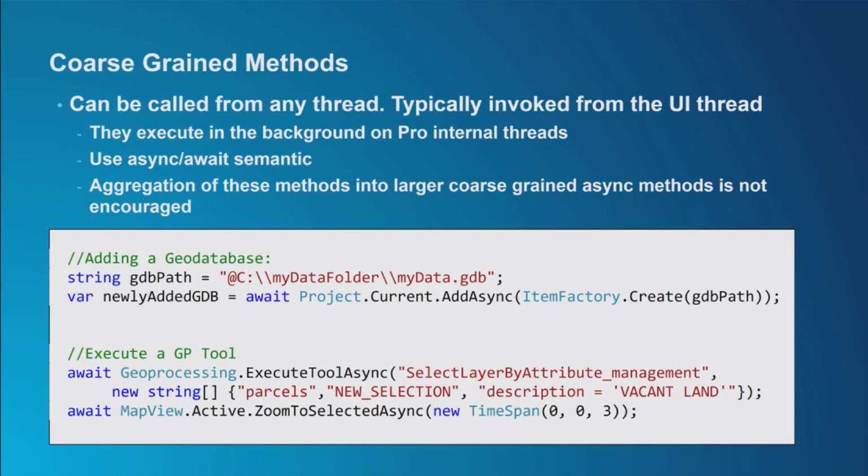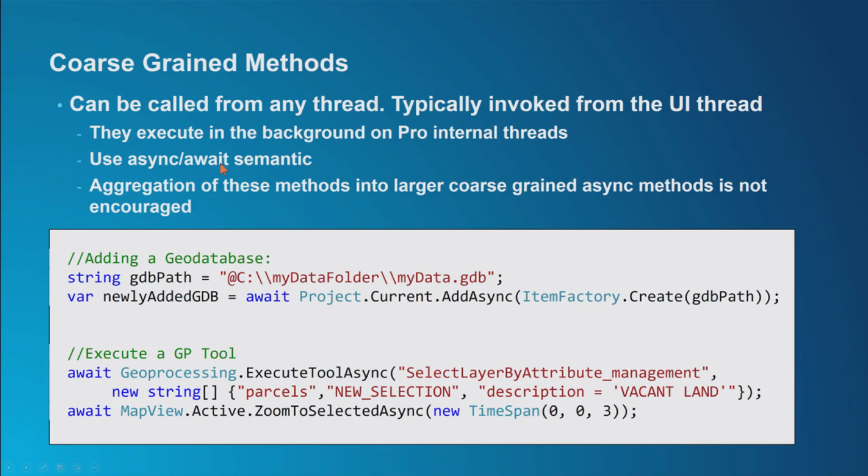So now to coarse-grained methods. They can be called from any thread. Typically, they are invoked from the UI thread. They execute in the background on Pro internal threads. And we use the async and await semantic for that. And by the way, if you're not familiar with async and await, that's a pattern that's used by the C# language in Microsoft .NET, so you can read up on that. And the Visual Studio compiler, needless to say, the development environment supports that out of the box, and I'll show you that in a second as well. And then the aggregation of these methods into a larger coarse-grained asynchronous method is not encouraged. And I'll show you later why that is the case. But for the time being, just take my word for it.